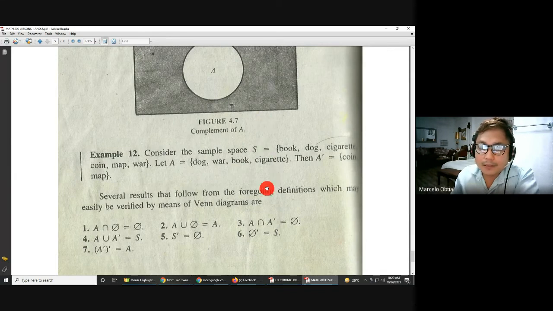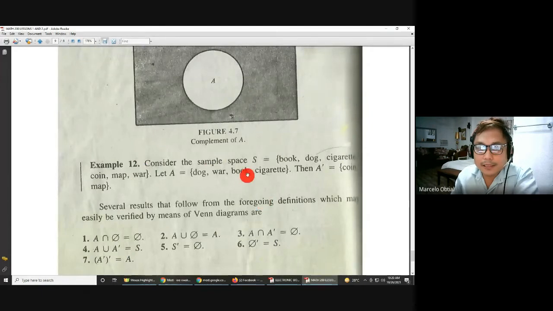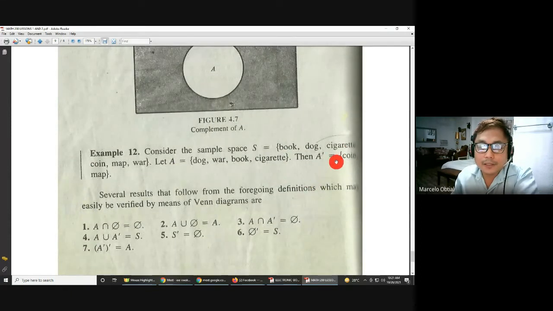So, going back to the meaning, we said earlier that what you see in S that you don't see in the event, in this case event A. So we just cross out or cancel: cancel dog, cancel war, cancel book, cancel cigarette. What is left are coin and map. So the A complement consists of the elements coin and map. That easy, class.